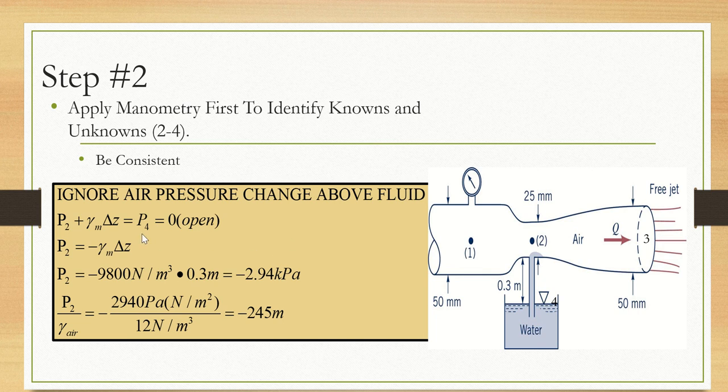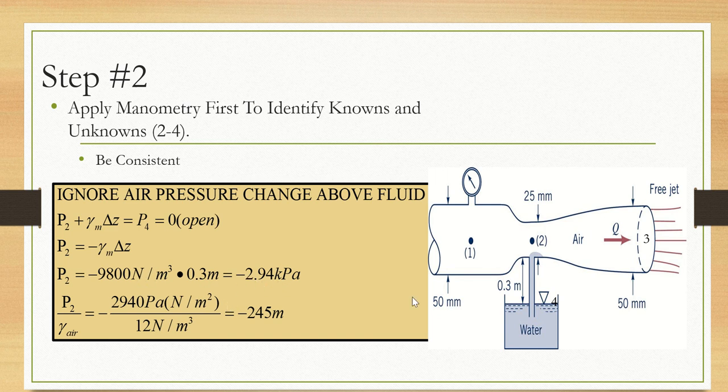Since the pressure at 4 is open to the atmosphere, I know then that P2 is minus gamma sub m times the delta Z. And the fluid in my manometer is water. The specific weight of water is 9,800 newtons per cubic meter times the elevation difference of 0.3 meters. And the pressure at 2 is negative, as I expect it to be, negative 2.94 kPa.